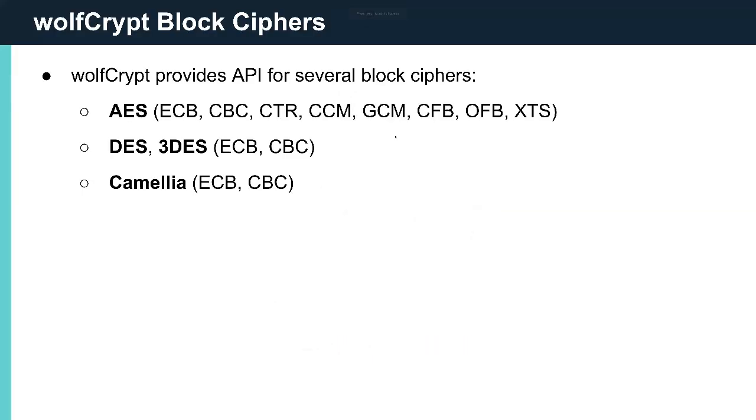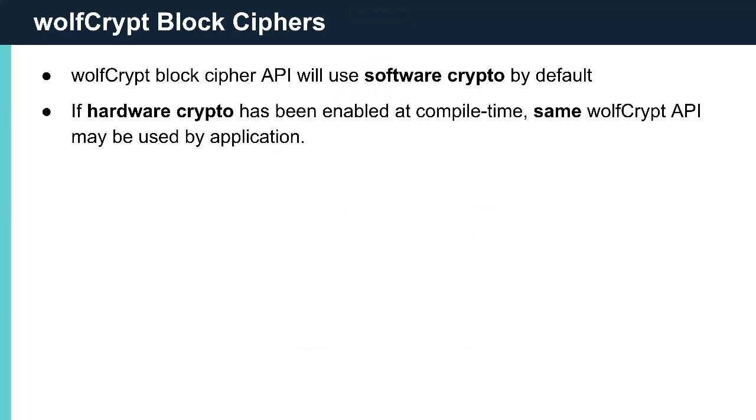So wolfCrypt has a number of block ciphers available for you internally. We've got AES in a number of modes: ECB, CBC, counter, CCM, GCM, CFB, OFB, and XTS. DES and triple DES in ECB and CBC mode, and Camellia in ECB and CBC mode. We're going to use our software crypto by default unless you have hardware crypto enabled at compile time. If you do end up enabling hardware crypto underneath wolfCrypt, in most cases, the higher level wolfCrypt APIs are going to remain the same. And we've already handled integration for you underneath those APIs down to the hardware.